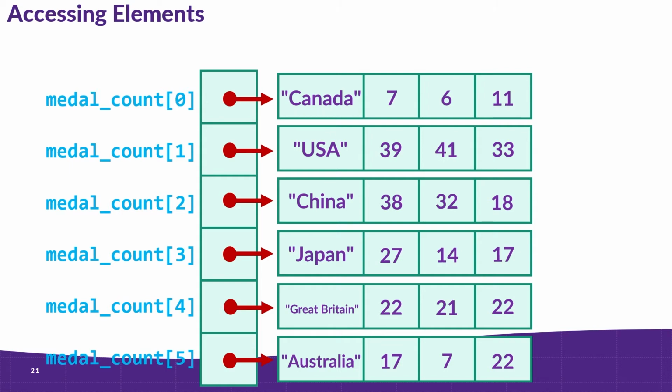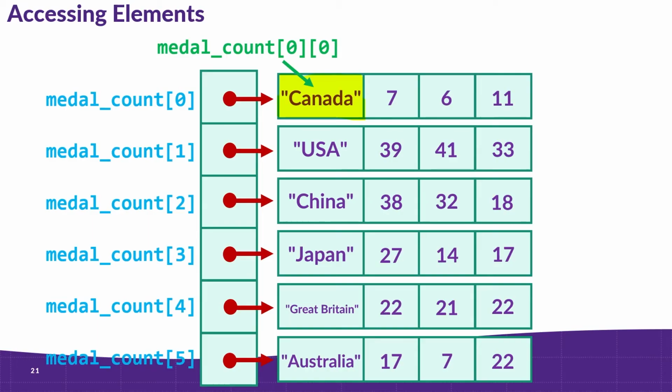And in this case, medal count 0 would give us the first list, medal count 1 the second list, 2 the third list, and so on until the end of the list. But what if we want to reference a very specific data element? Like maybe we just want the name Canada or how many gold medals Canada got. Well, we can do that too, and the answer is to add a second subscript in square brackets.